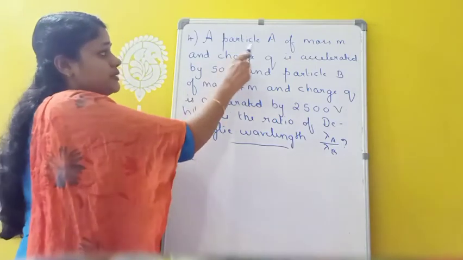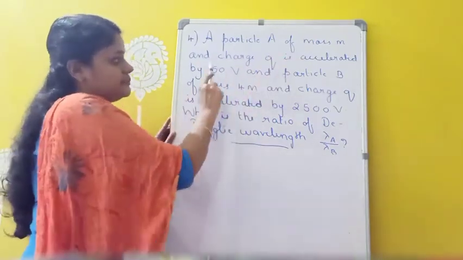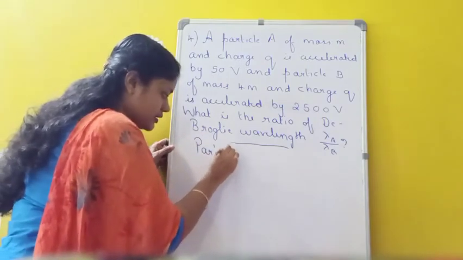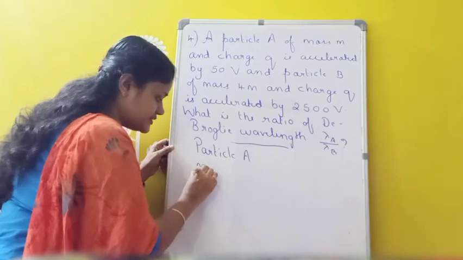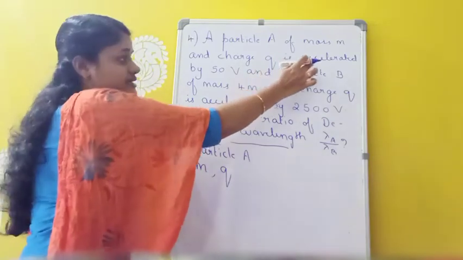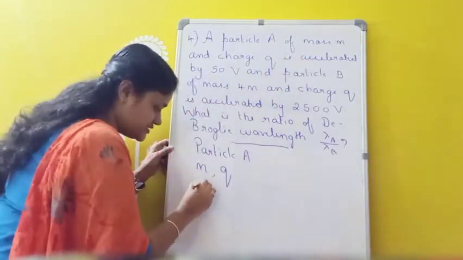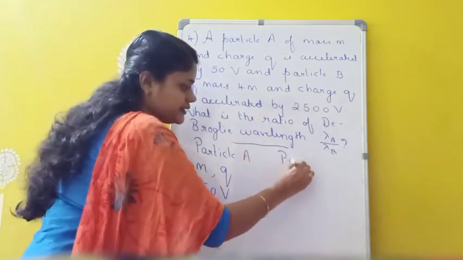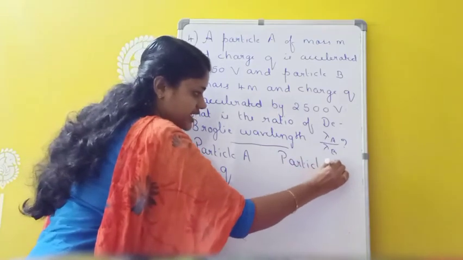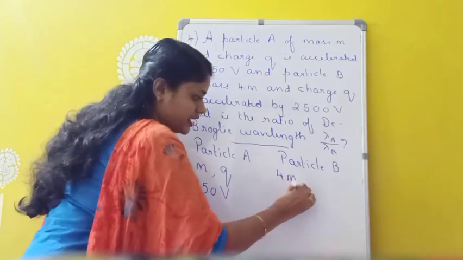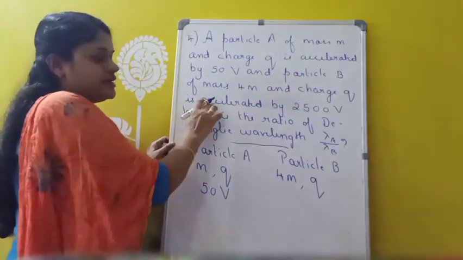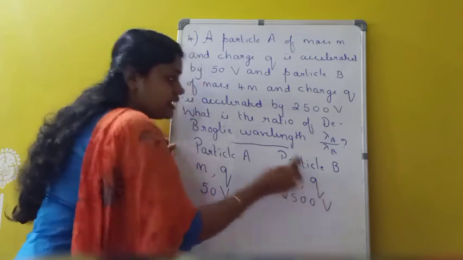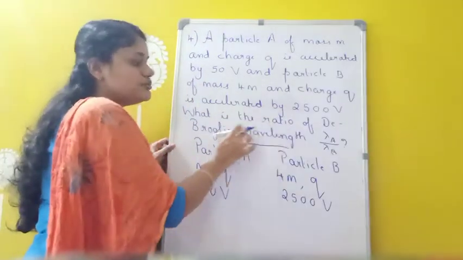Fourth problem: a particle A of mass m and charge q is accelerated by 50 volt. And another particle B, having a mass 4m and charge q, is accelerated by how much volt? 2500 volt. Okay, and we have to find the ratio of de Broglie wavelength.